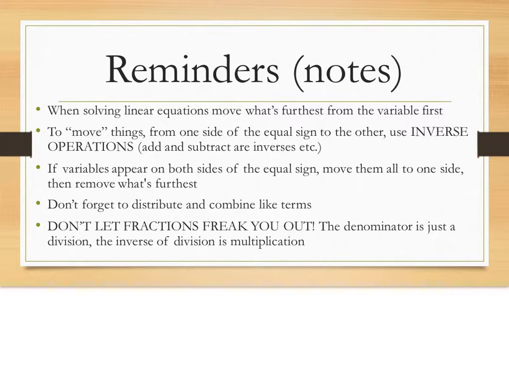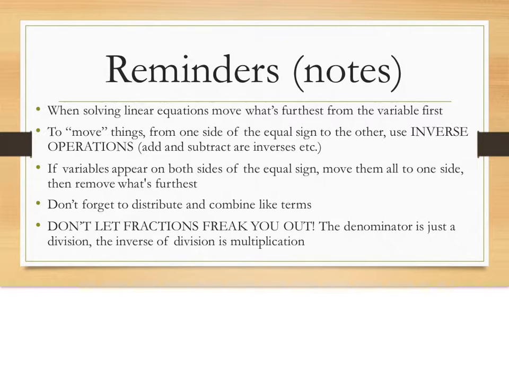These are just some quick reminders. Hopefully you guys know all of these things. If you need to pause to get the rest of this down, just do so. But for reminders of how to solve linear equations, when solving linear equations, we're always going to move what's furthest from the variable first. To move things from one side of the equal sign to the other, we're going to use the inverse operation. So if you're adding to the variable, you're going to subtract. If you're multiplying to the variable, you're going to divide. That's how you move it from one side of the equal sign to the other.